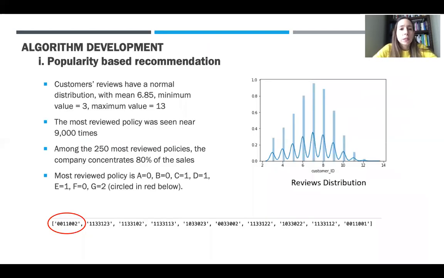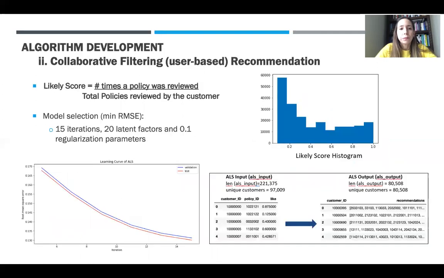The first model is popularity. This is a simple model where we just extracted all the policies that were reviewed, and we counted them and ranked them. There we got the top 10 result for the most popular policies. We can see that the reviews distribution is a normal distribution where each customer reviews at least 3 policies before making a decision, and on average, customers review near 6.8 policies before making a decision.